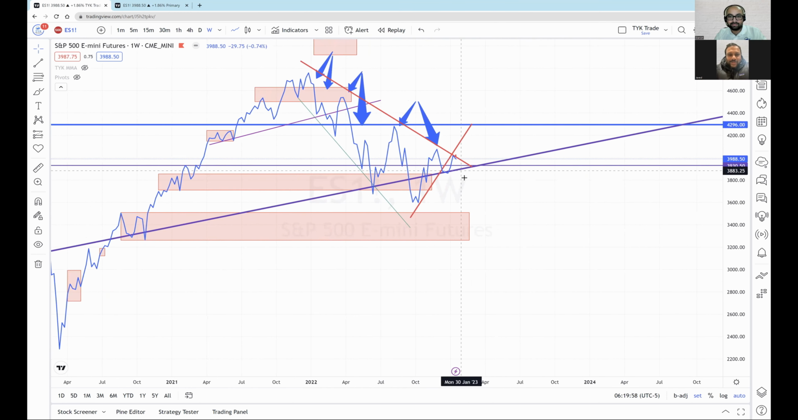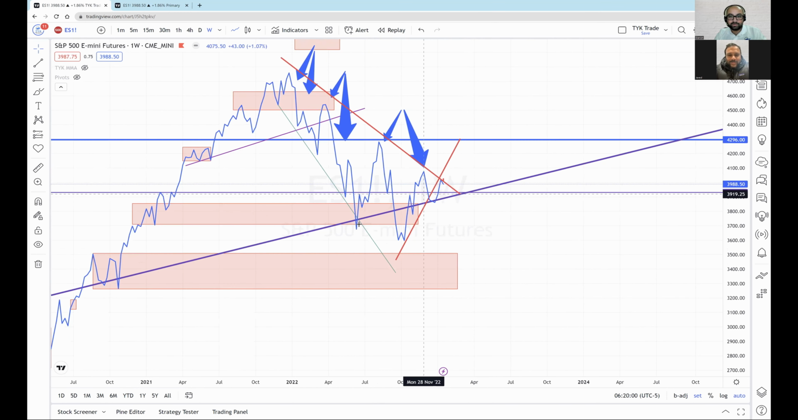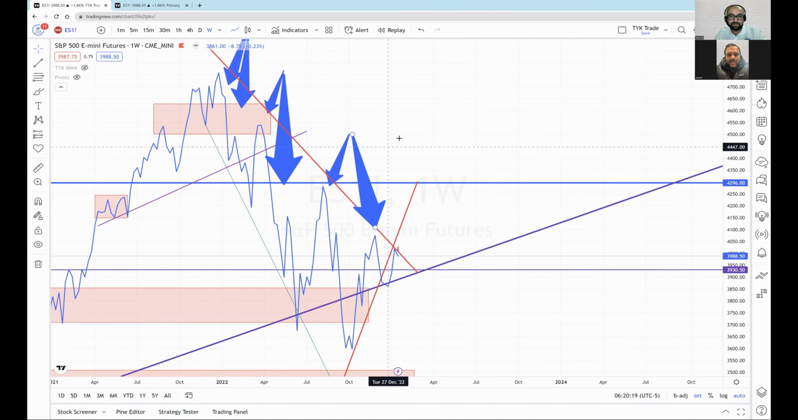Oh, nice. So we retested it. So we tested once, twice, thrice. Beautiful. And on the top, this red line is coming in from last year. Every time we go up, this guy shoots us down. Agreed. And if you remember, I made these arrows.